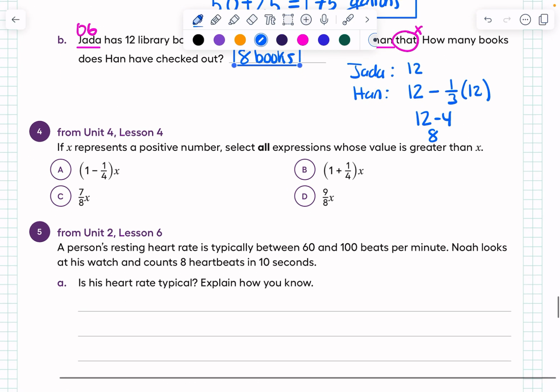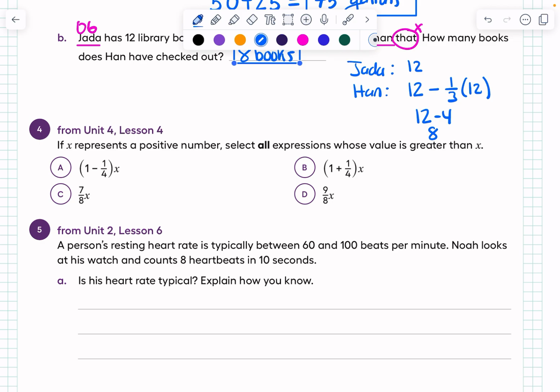Okie dokes. All right, number 4. If x represents a positive number, select all the expressions whose value is greater than x. Oh, this is very interesting. Okay, so we want to pick that it has to be greater than x. Okay, so this is what I'm going to do.